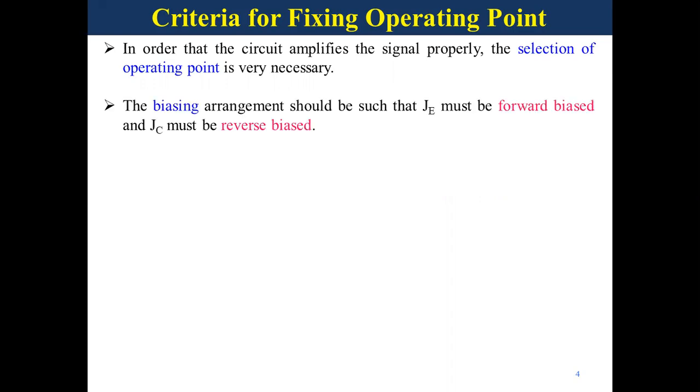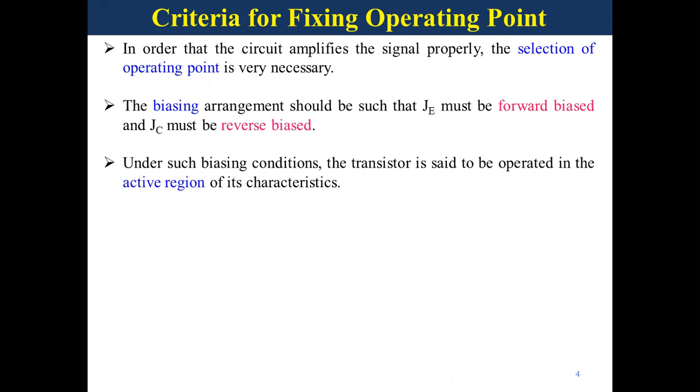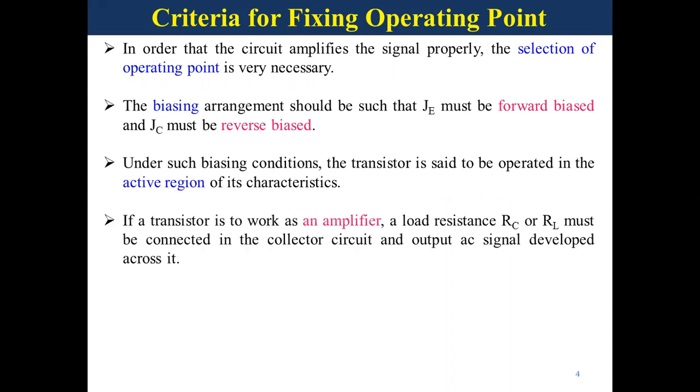The input junction must be forward biased and the collector junction must be reverse biased so as to operate the transistor in the active region. In this region, the transistor can be used as an amplifier. For that, a load resistance RC or RL must be connected in the collector circuit, and the amplified AC output signal is developed across the load resistance RL or RC.